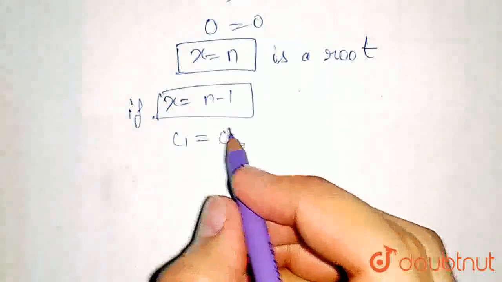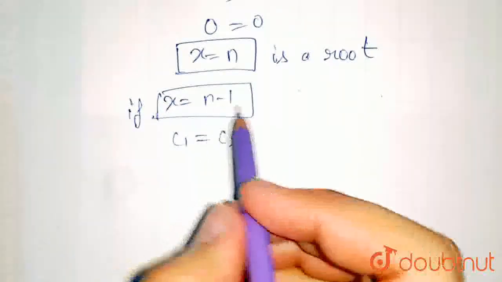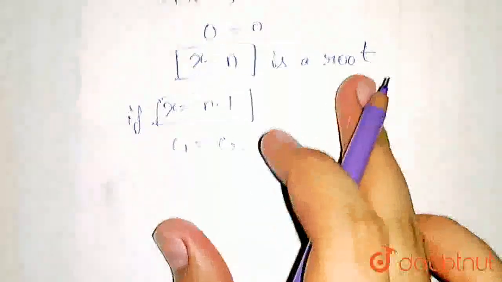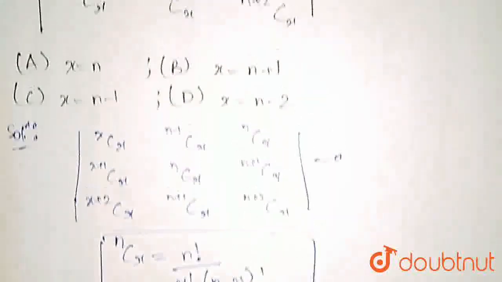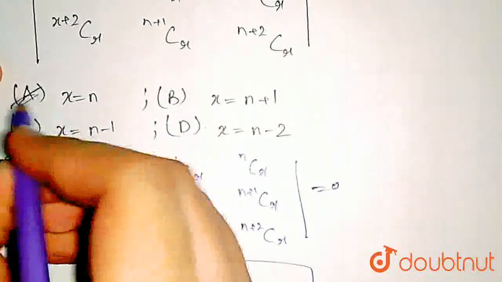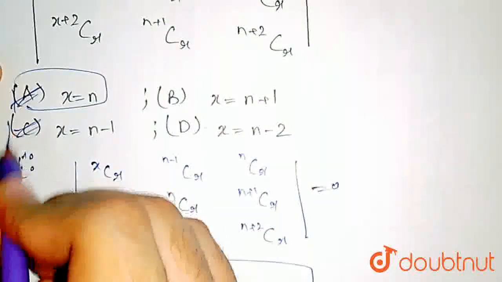For any other value, no two columns are equal. So the roots of the given equation are: there are two roots, one is x is equal to n and the other is x is equal to n minus 1.